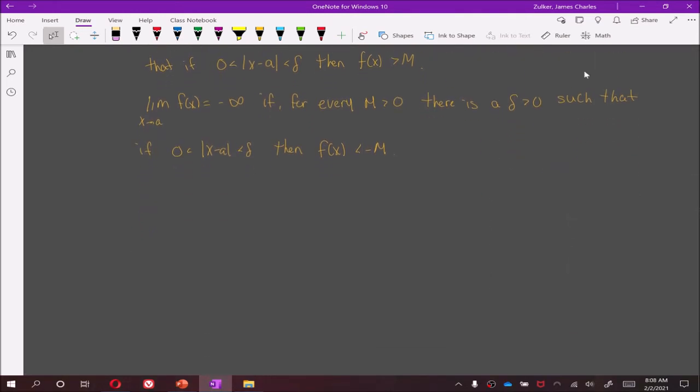Now, the limit as x approaches infinity of f of x is equal to L if for every epsilon greater than 0, there is an n greater than 0 such that for all x larger than n, the absolute value of f of x minus L is less than epsilon, and this is known as an epsilon n definition.